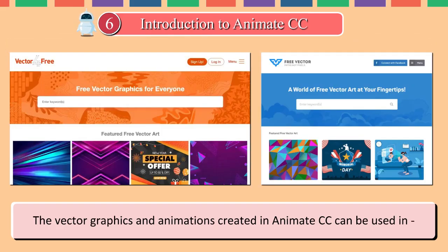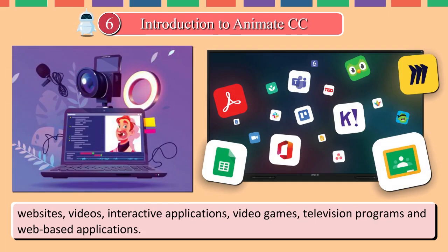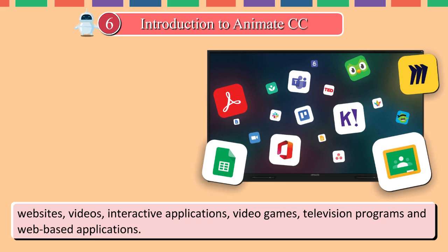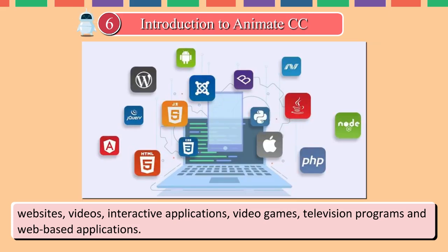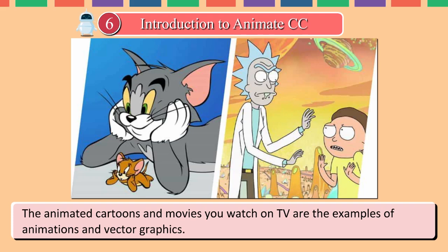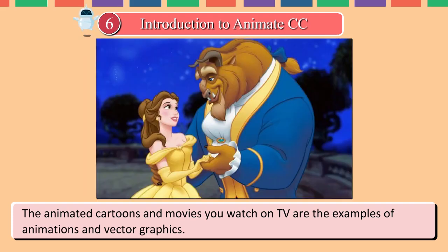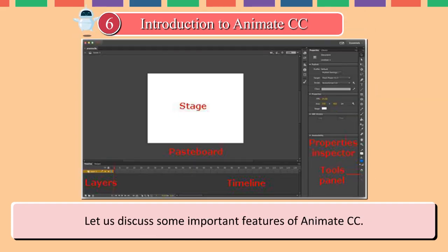The vector graphics and animations created in Animate CC can be used in websites, videos, interactive applications, video games, television programs, and web-based applications. The animated cartoons and movies you watch on TV are examples of animations and vector graphics. Let us discuss some important features of Animate CC.